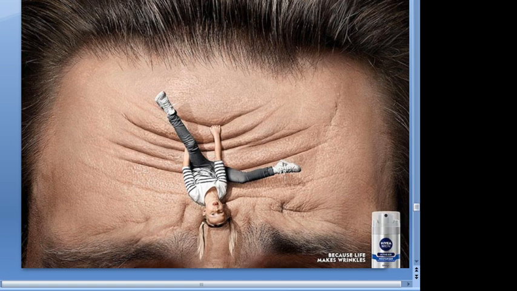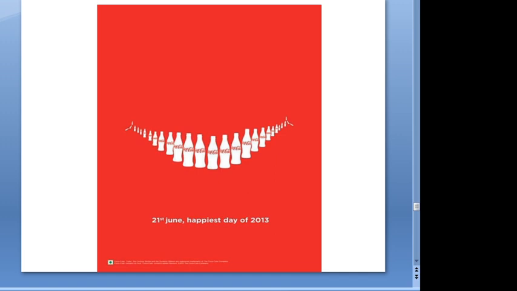Another example was a campaign. On the happiest day, they used the emoji of a smile and made their ad like this emoji smile, and used this on the happiest day in 2013.